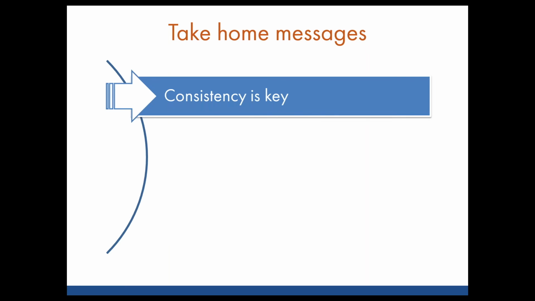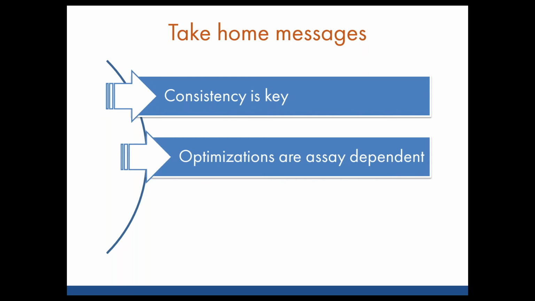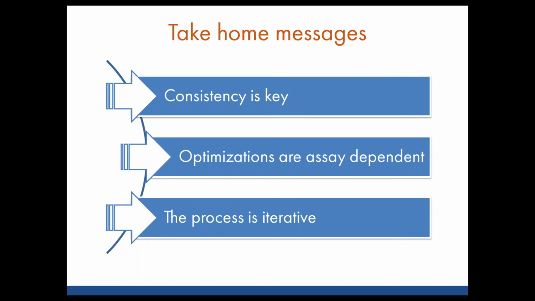First is that consistency is key. During development, small changes in your protocols can cause an extreme variation in your results, which will make it difficult to optimize and improve your assay. Secondly, optimizations are assay dependent. What works for one assay may not transition and work for another. It's important to empirically test reagents, materials, and conditions for each individual test.